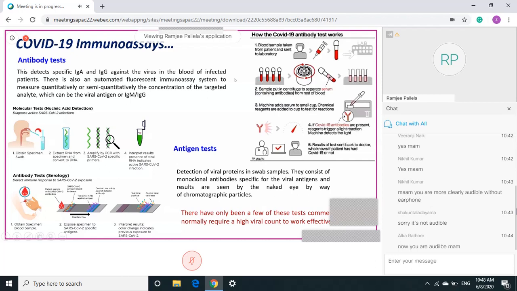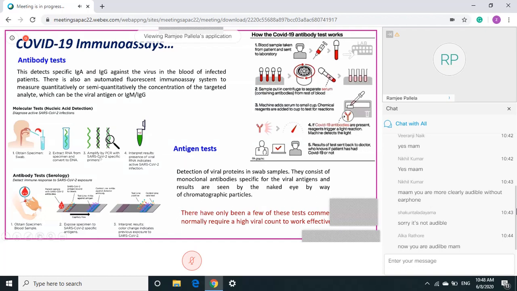Then there are the immunoassays, as I told you, which may be antibody-based tests. The body takes a lot of time to make antibodies. So if the virus infection has happened, only after a gap of 1 week to 10 days can you get a test done, because otherwise you may get false positive and false negative results, right? So this actually detects a specific IgA and IgG against the virus in the blood of infected patients.